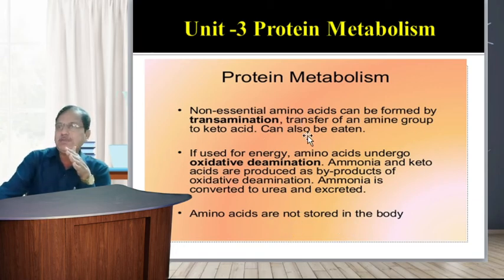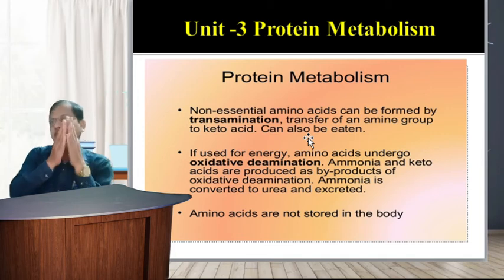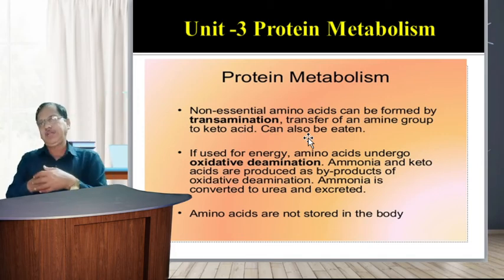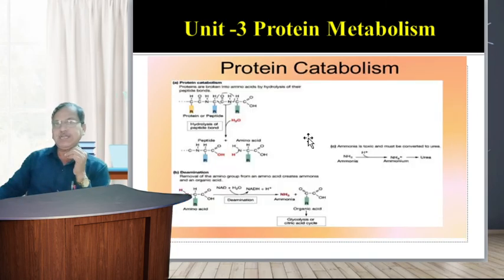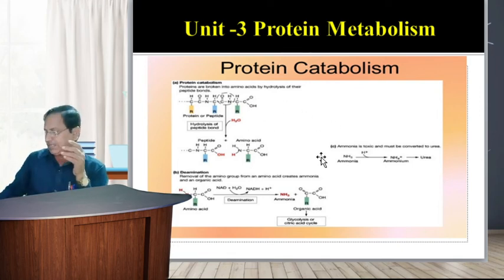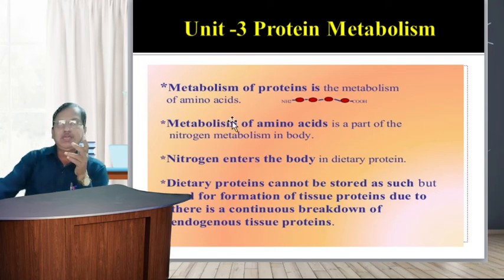So this is a specific process we already discussed briefly before. Next is protein catabolism, where the reactions take place as shown in the schematic representation. Briefly, in the metabolism of protein and amino acids, nitrogen enters the body. Dietary proteins cannot be stored as such, but are used for the formation of tissue proteins, because there is a continuous breakdown of endogenous tissue proteins.